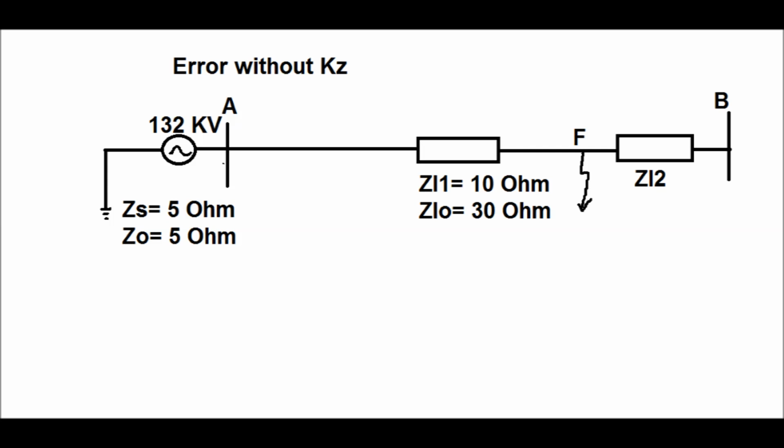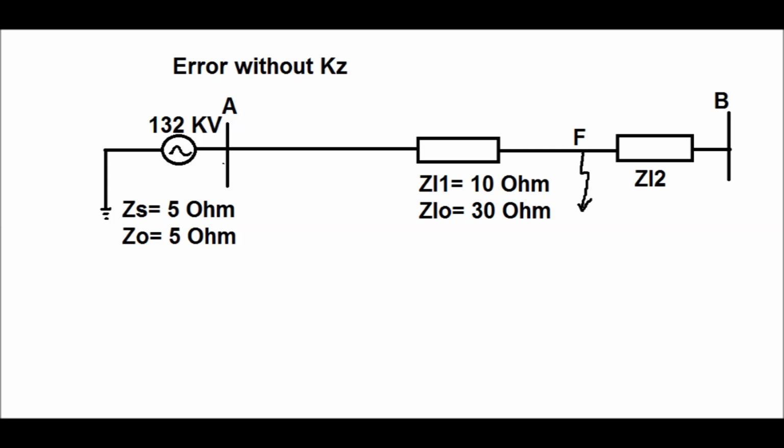The fault occurs at point F in between substation A and substation B at a distance of 10 ohm. We can consider that 10 ohm is equal to 10 km for simplicity, and the zero sequence impedance up to the fault is 30 ohm. In case of a transmission line, positive and negative sequence impedance are equal, that is 10 ohm, and zero sequence impedance is much higher than that of the positive and negative sequence impedance.